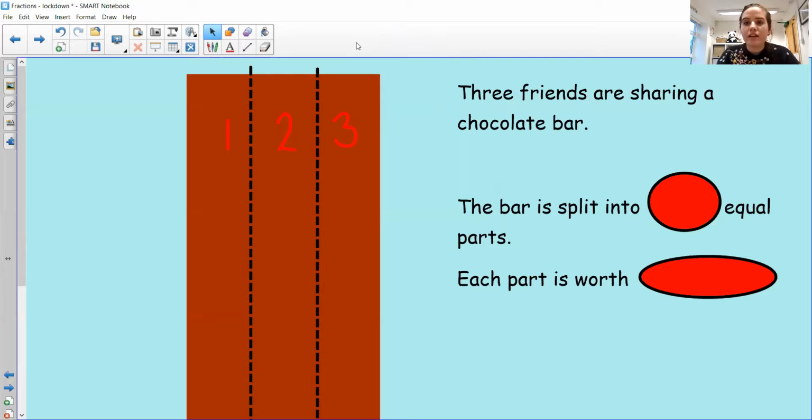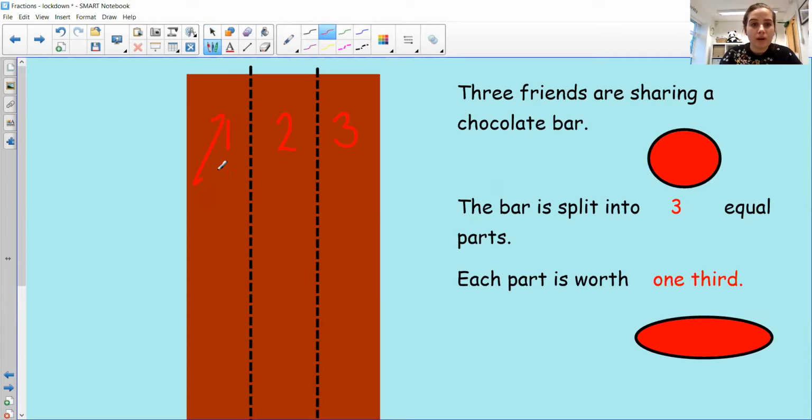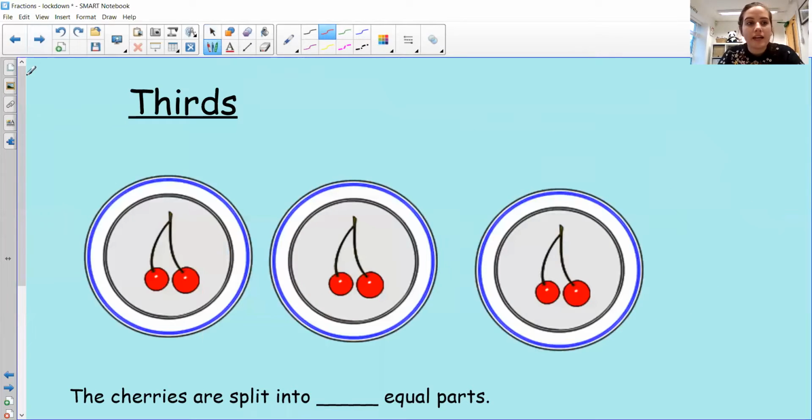Okay. 3 friends are sharing a chocolate bar. The bar is split into 3 equal parts. Each part is worth a, I'd be very impressed if you knew this one. It's a third, 1/3. If I have one of these parts out of 3, there are 3 parts and I'm going to have 1. We say that's 1/3. Our language is not easy. Okay, so thirds is our focus for today.